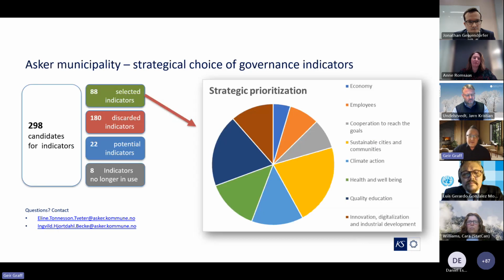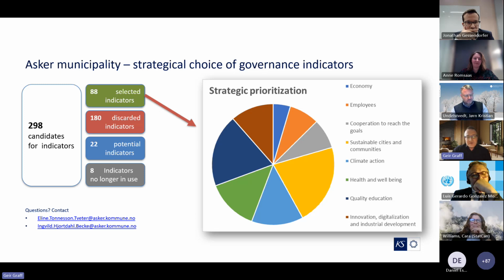Another municipality, the one that I work in my day-to-day job, is Asker municipality. We have been using the taxonomy there to strategically choose between indicators for our own governance, looking through the ones that have been classified, but also the ones we have in our governance structure. So among 300 possible indicators, our eminent analysts, you see their names below here. You can contact them later if you'd like to talk to them. They are good people to talk to. They know much more about this than I do.